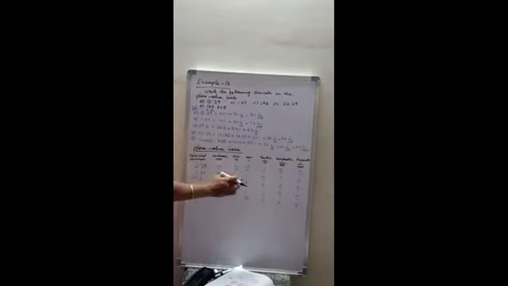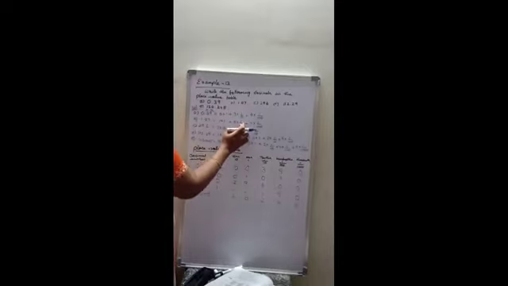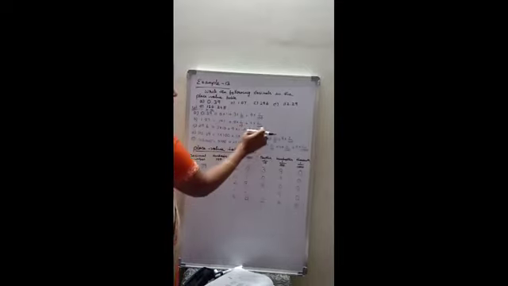1.07. 1 is in ones place, 0 in tenth place, 7 in hundredth place. Remaining places keep it 0. 29.6. 2 is in tens place, 9 is in ones place, 6 in tenth place. Remaining places keep it 0. 112.29. So 1 in 100, 1 in 10, 2 in ones, 2 in 1 by 10, 9 in 1 by 100. There is no thousandth term, so keep it 0.